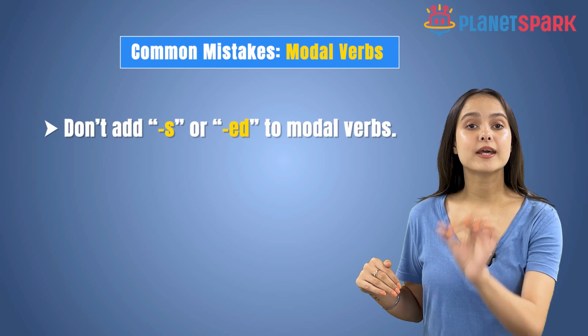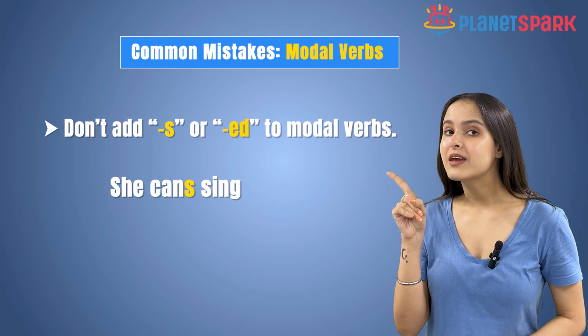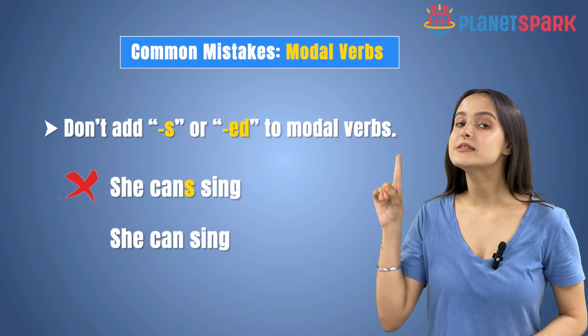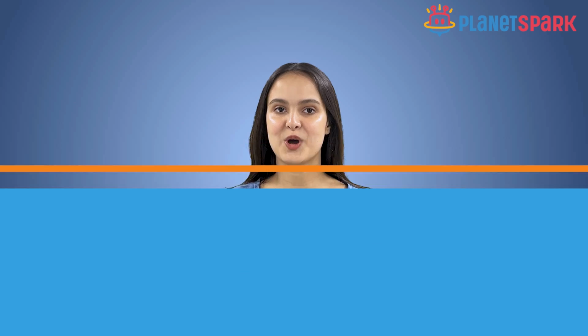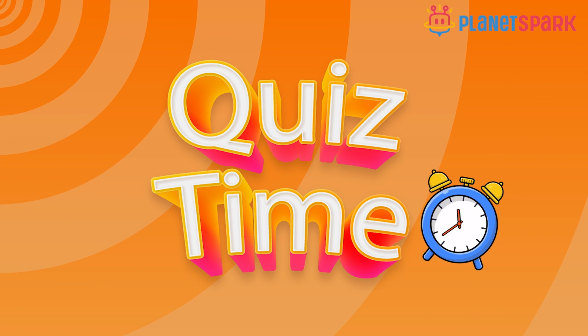Do not add s or ed to modal verbs. She cans sing. This is wrong. She can sing. This is right. Alright, so now let's practice together. I will give you some sentences and you have to fill in the blank with the correct modal verb.